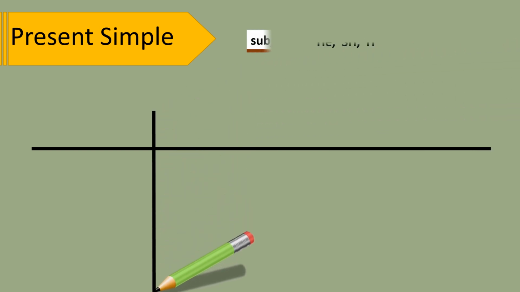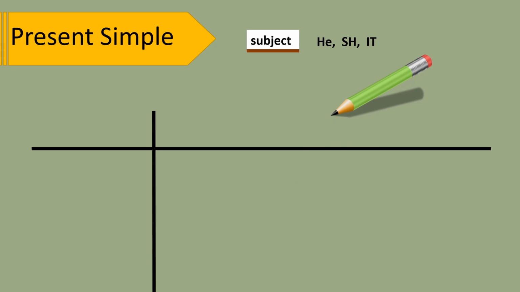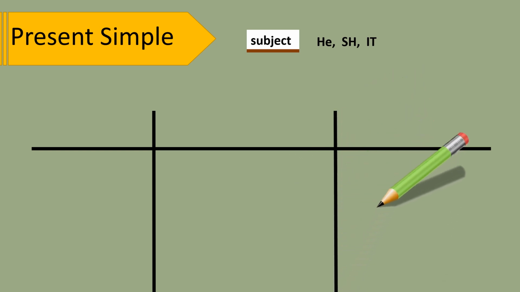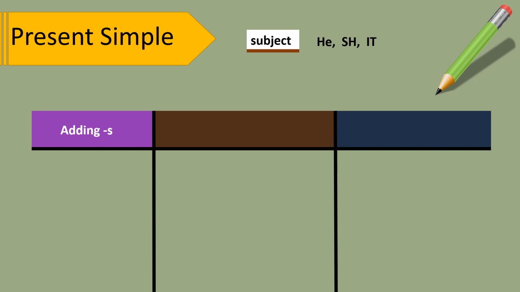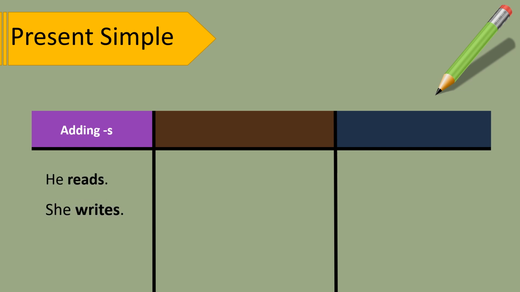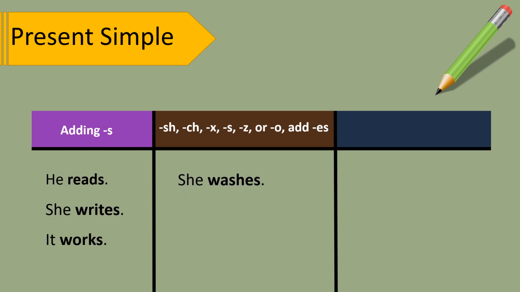If the subject is he, she, or it, we have 3 forms for the verb. For most verbs, simply add S to the base form. For example, he reads. She writes. It works. For verbs that end in sh, ch, s, z, or o, we add es to the verb. For example, she washes. He watches.